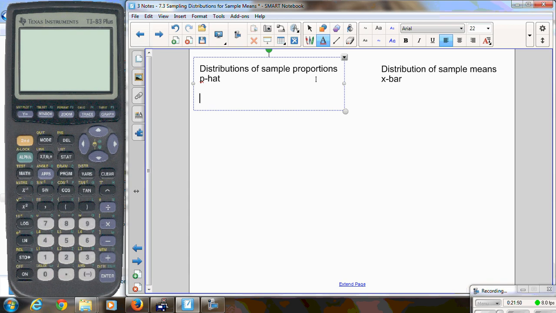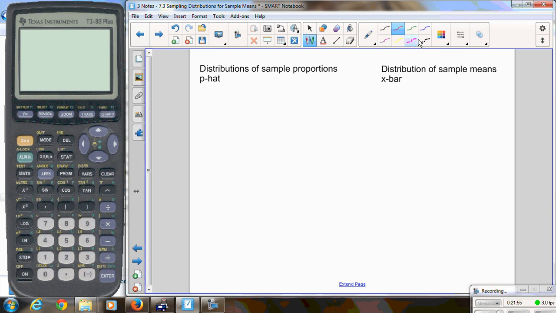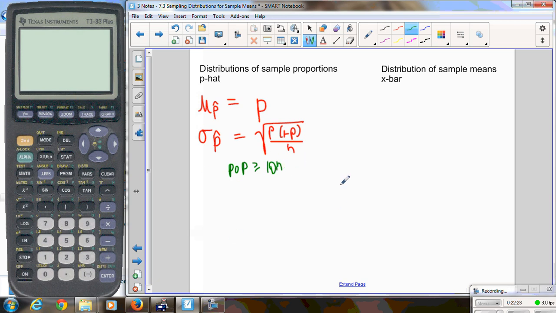So I know that the mean of P hat, we know, is going to be whatever the true population proportion is. And I know the standard deviation for P hat is going to be the square root of P times 1 minus P over N. And I can only use this formula when the population is at least 10 times n. That's the only time I'm allowed to use this formula. And that's usually something that we have to assume, but you do have to write it on your paper.